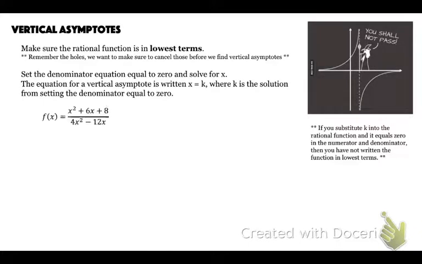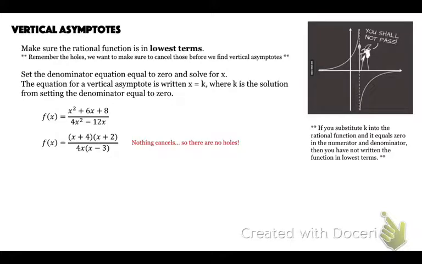Okay, so let's look at this. We have x squared plus 6x plus 8 over 4x squared minus 12x. Well, I'm going to factor everything. I always factor everything. So the top factors to x plus 4, x plus 2. The bottom factors to 4x and x minus 3. Well, I can see here that nothing cancels, which is good.